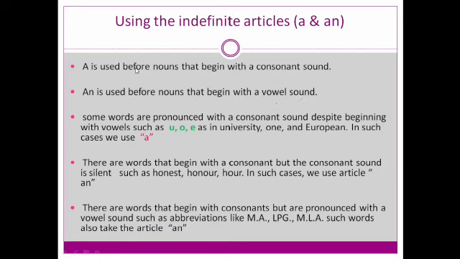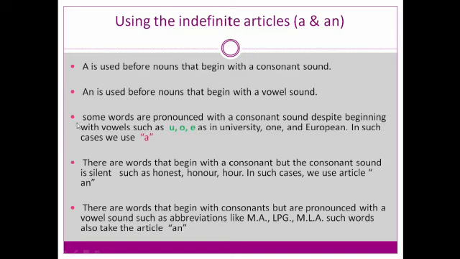A is used before nouns that begin with a consonant sound. An is used before nouns that begin with a vowel sound. The vowels are a, e, i, o, u. These five alphabets are called vowels. The remaining alphabets are consonants. So don't just look at the letter, just look at the sound. Here you have to understand one important thing: it is not about the letter, not about the alphabet, but about the sound. Sound is important, not letter.